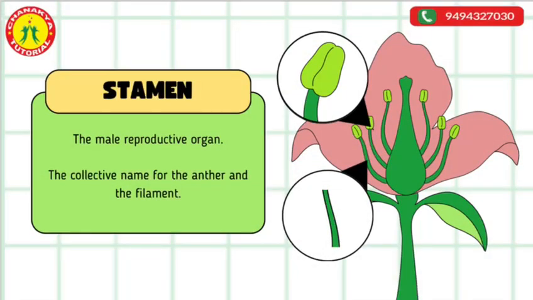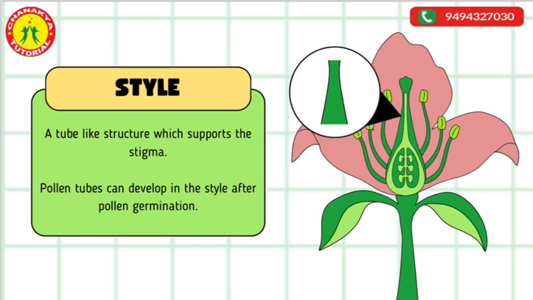Stamen. The male reproductive organ. The collective name for the anther and the filament. Style. A tube-like structure which supports the stigma. Pollen tubes can develop in the style after pollen germination.